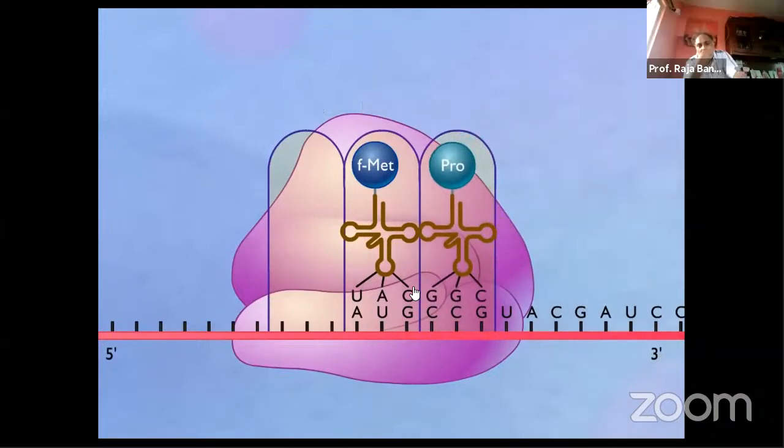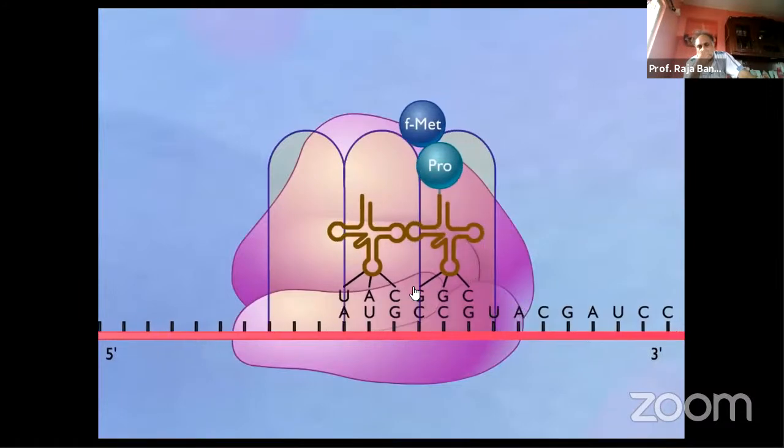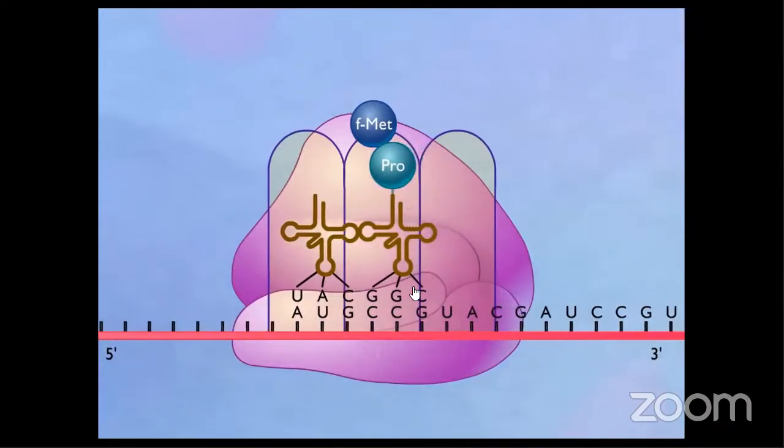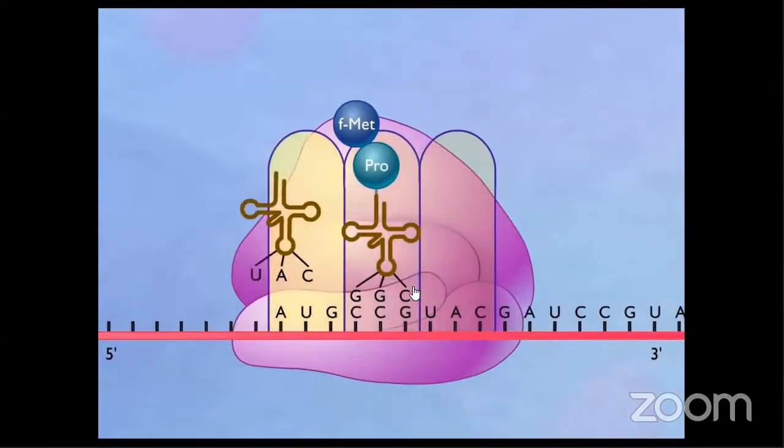The formylmethionine carried by the transfer RNA in the P site is then joined to the amino acid carried by the transfer RNA that just entered the A site by a peptide bond. The ribosome now advances a distance of one codon, and the transfer RNA that carried the formylmethionine is released. Do you understand? Yes, sir. Now, wait, see this.